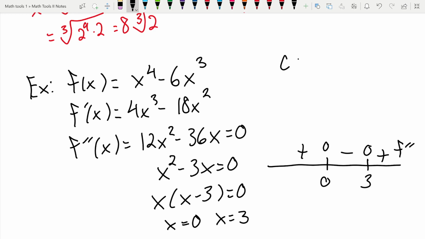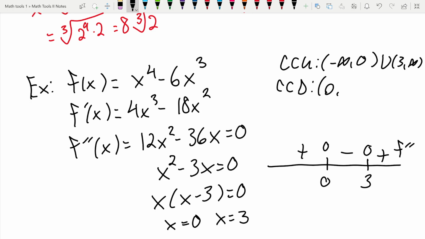So this is going to be concave up from negative infinity to 0, and 3 to infinity. Concave down from 0 to 3. Okay.